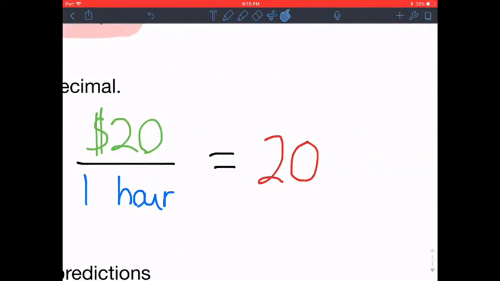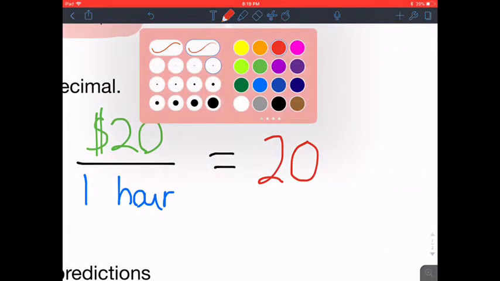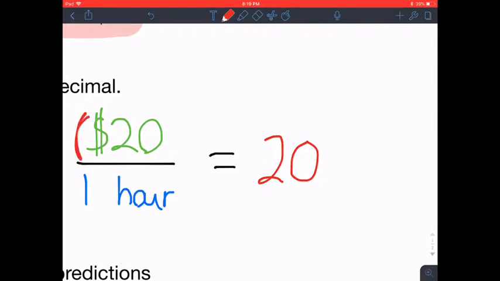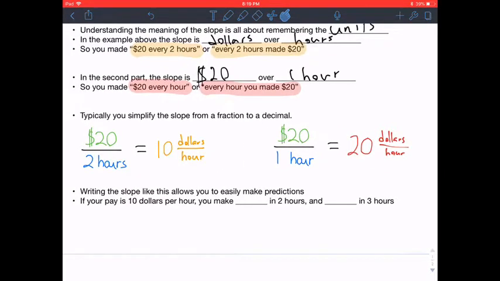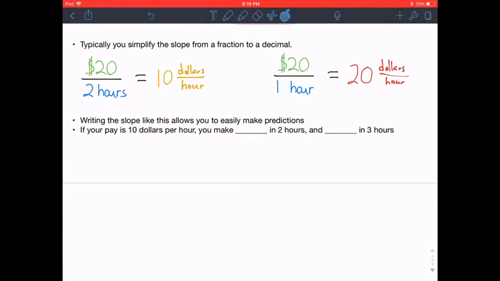Over here, we're going to do the same thing. You can see dollars in the y-axis, or in the top, hours in the bottom. So we're going to write the unit as dollars per hour. Hopefully you guys are familiar with that phrase of $10 an hour or $20 an hour, and that helps you kind of understand what we're talking about.